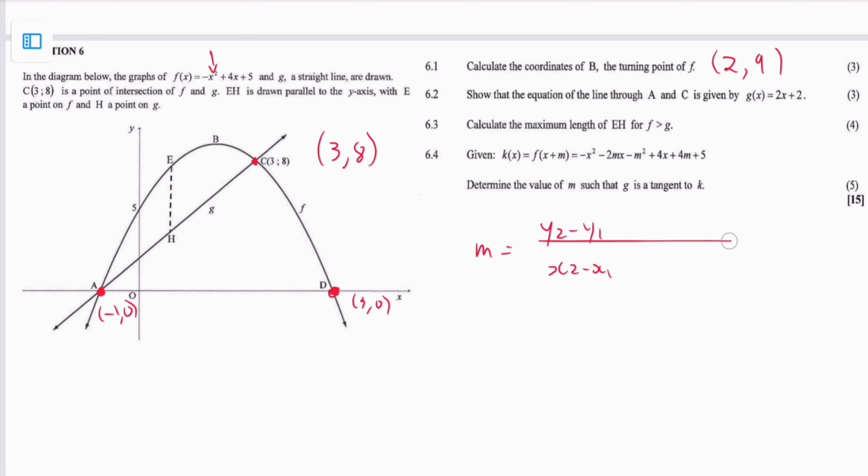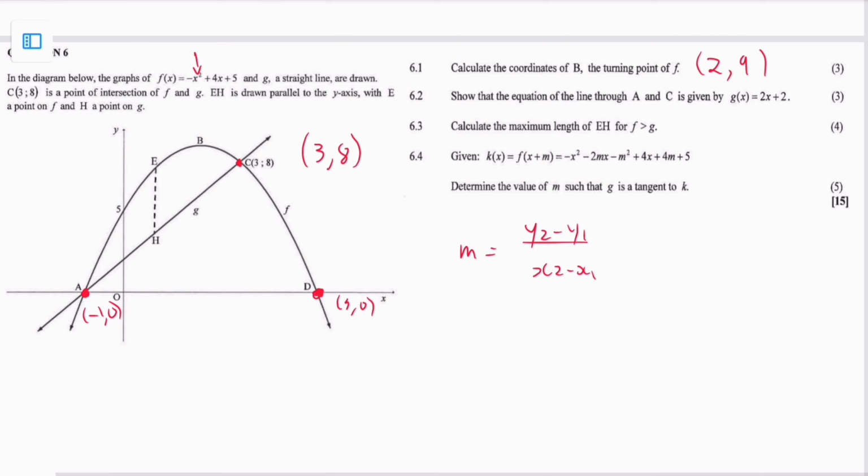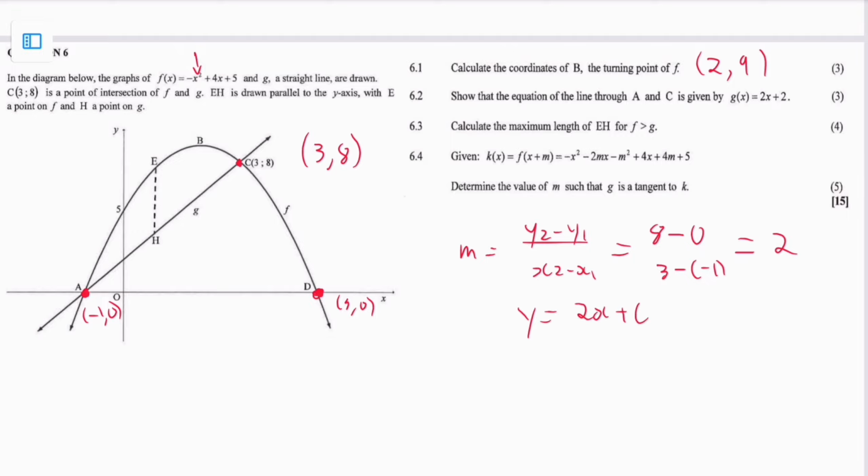I don't know why this thing is being so funny. So we can just say, please work, 8 minus 0 over 3 minus -1, which gives us 8 over 4, which gives us 2. So immediately we know that y is equal to 2x plus c. Then you can solve for c by substituting these values into the equation, and you will have shown the examiner that that is the equation. Okay, great.